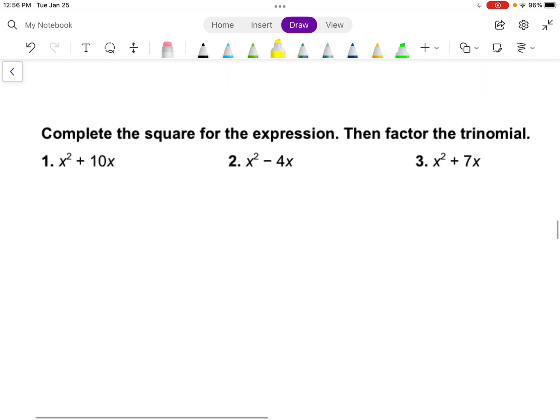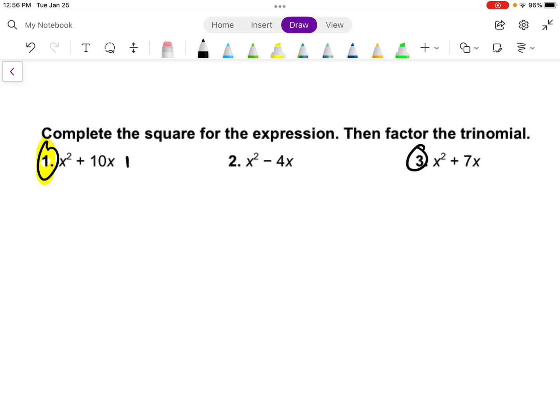All right, I want you to try a couple of these. Why don't you try number 1, and then let's do number 3. So pause the video, try those two. You're just going to figure out what number you have to add to make it a perfect square, and then factor it. Then come back and we'll go through it together.